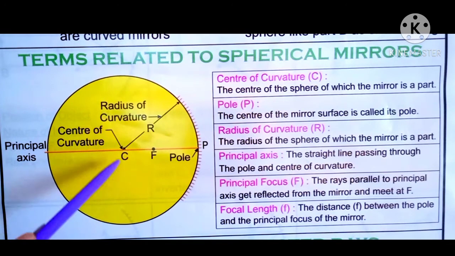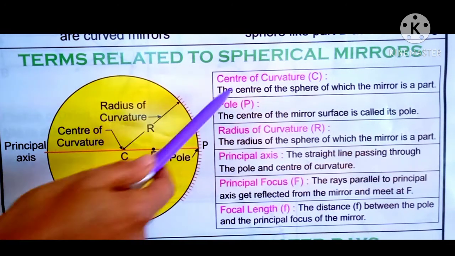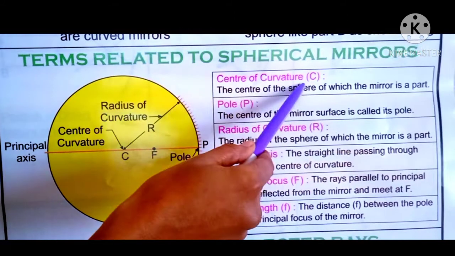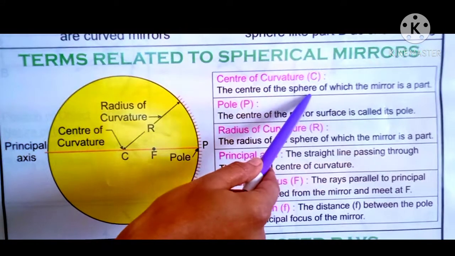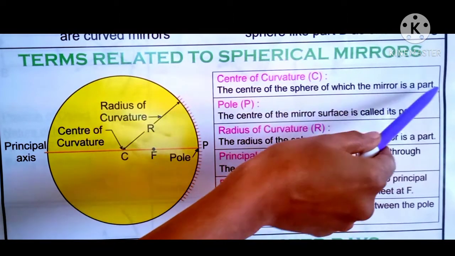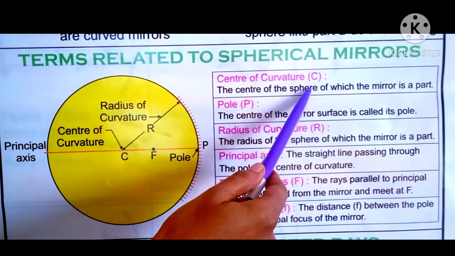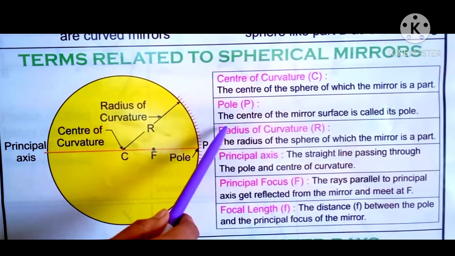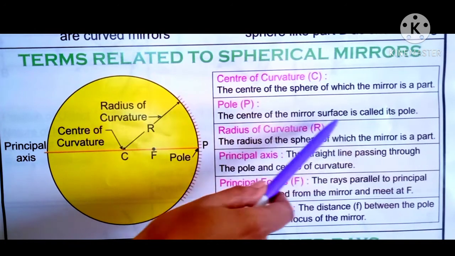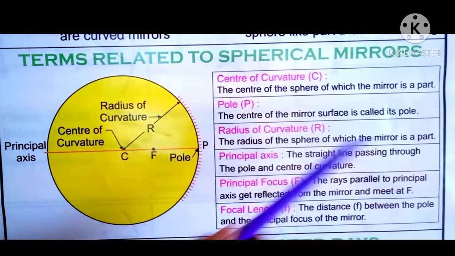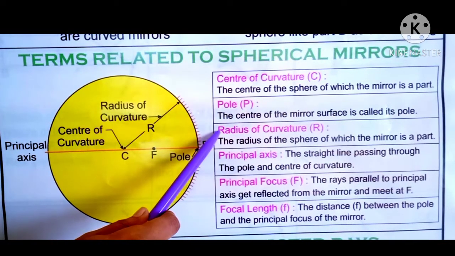So let's see the definition of these terms. What is center of curvature? The center of the sphere of which the mirror is a part is known as the center of curvature. What is pole? The center of the mirror surface is called its pole. What is radius?